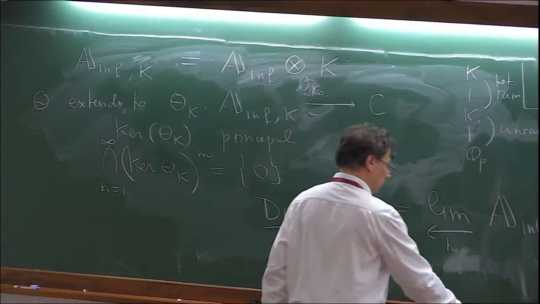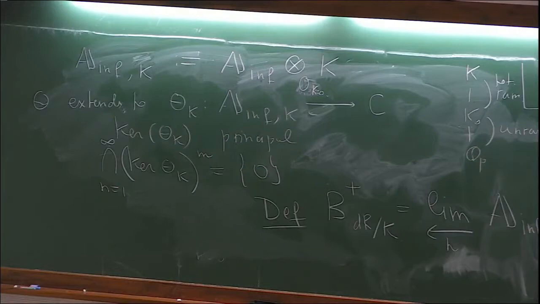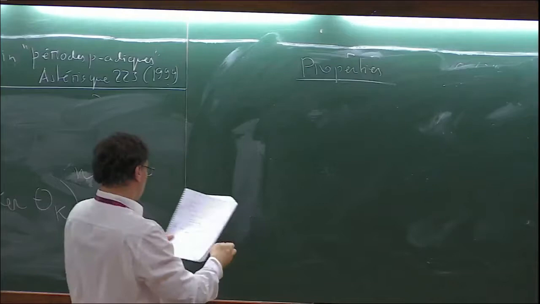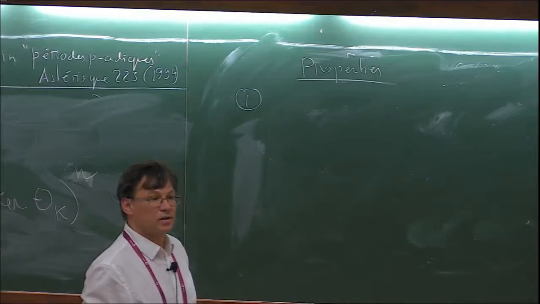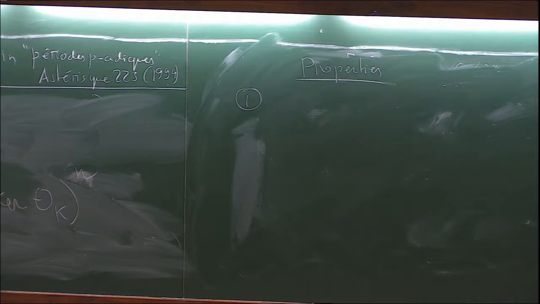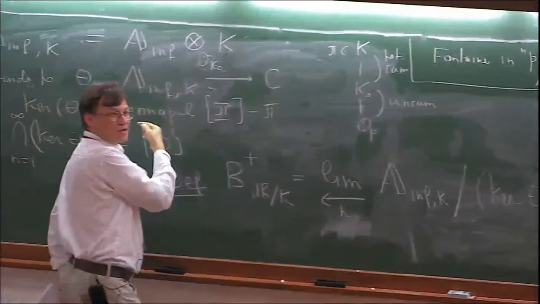So one can prove the following properties of this object. Maybe not the same, because K can be ramified, but we can take something like, if pi is a uniformizer, we take pi script minus pi, where pi script are p-th roots of pi.